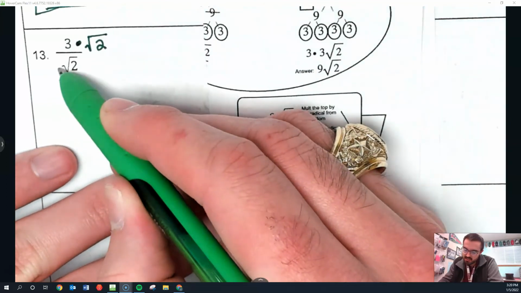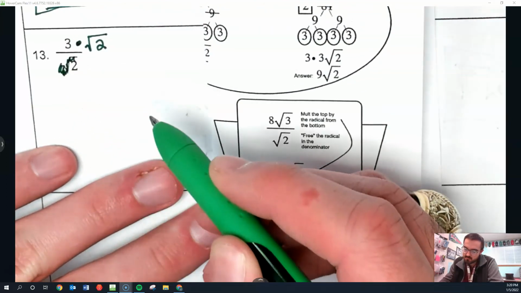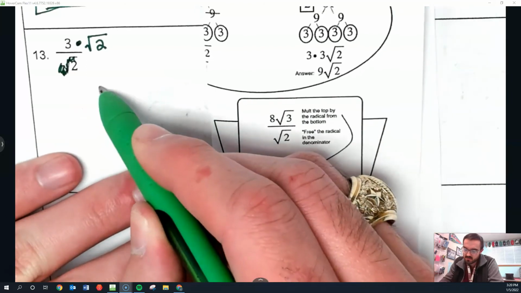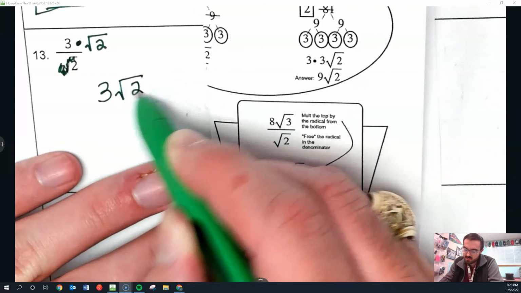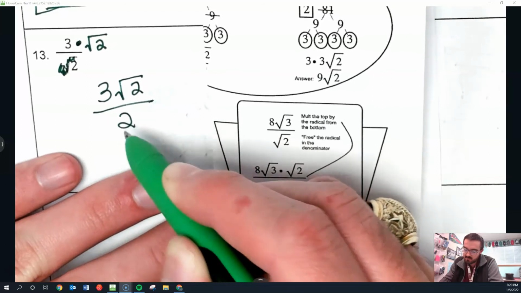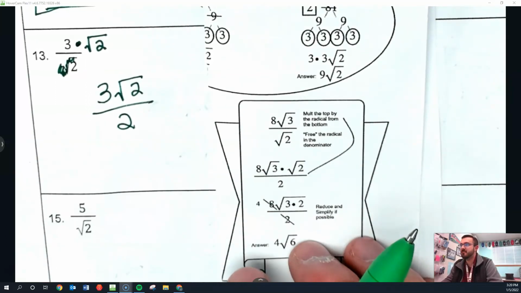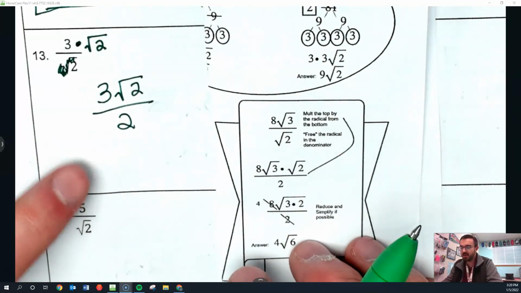Interesting. So could I just kind of squiggle it out? Boop, boop, boop. That's my answer. 3 square root of 2, that's being multiplied together, divided by 2. That's our answer. Now, a couple questions that you might have.